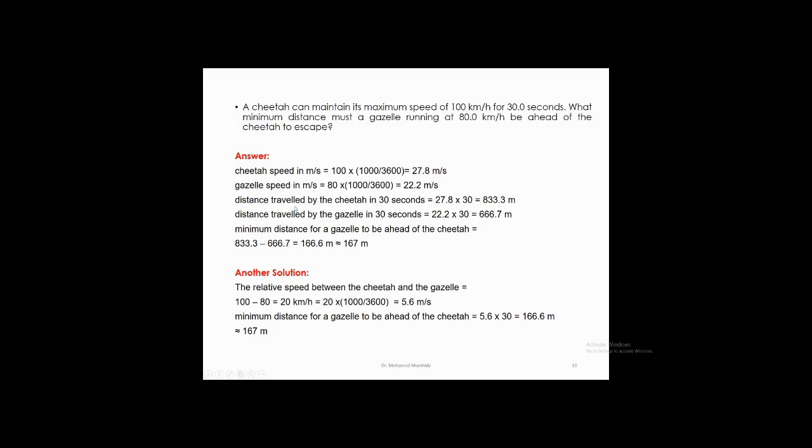A distance traveled by the cheetah. Distance traveled by the cheetah in 30 seconds. Distance traveled by the gazelle. It was 83.3. اللي هي values, the exact values. 666. Then when we have subtracted them, the distance would be 160. This distance is the distance that the gazelle should have at the beginning, between it and the cheetah to be able to escape after running. And we will solve it in another way.